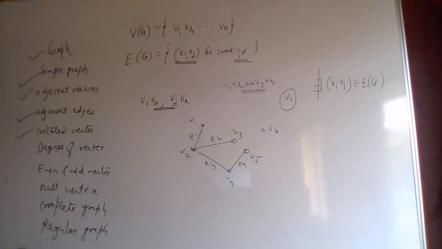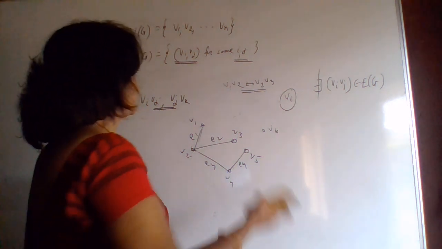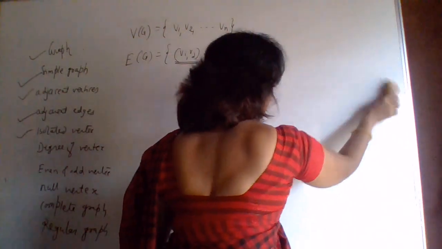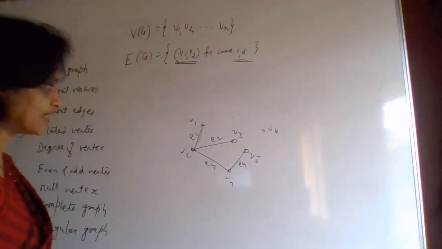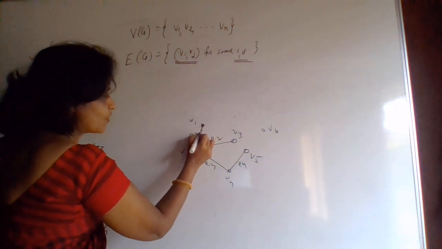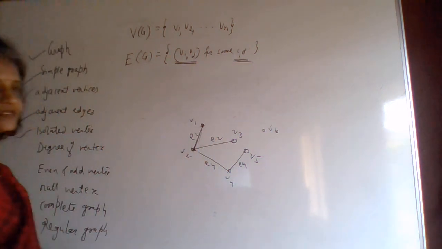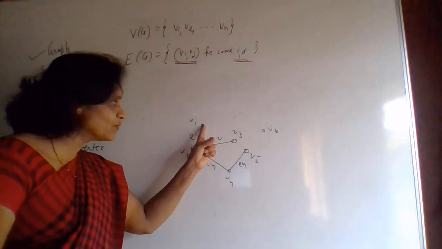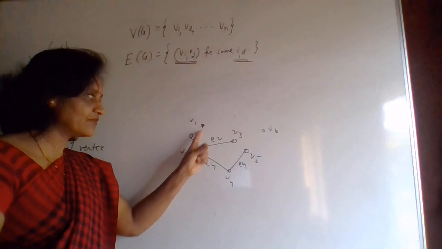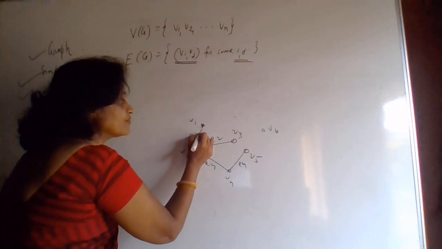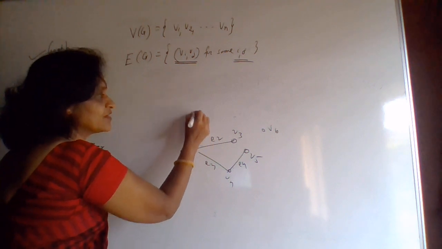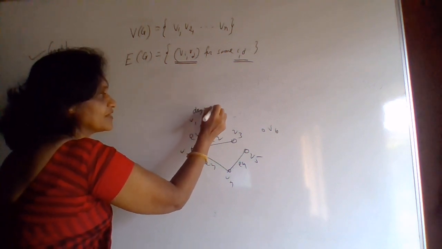Next I will go for degree of vertex. What is the meaning of degree of vertex? Again have this graph as an example. We can see, degree of V1 is 1 because from V1 we have only one edge. There is only one edge incident on V1. So I will say degree of V1 is 1.